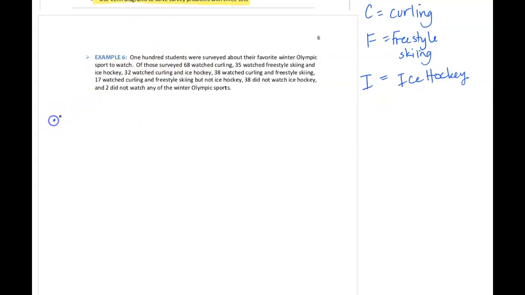"100 students were surveyed." That's my first bullet point, 100 surveyed. The next bullet point says 68 watched curling, so 68 is going to have the C for curling. 35 watched freestyle skiing and ice hockey. Make sure we use the word "and" because a statement with "and" is different than a statement with "or." F and I. 32 watched curling and ice hockey, so 32 for curling and ice hockey.